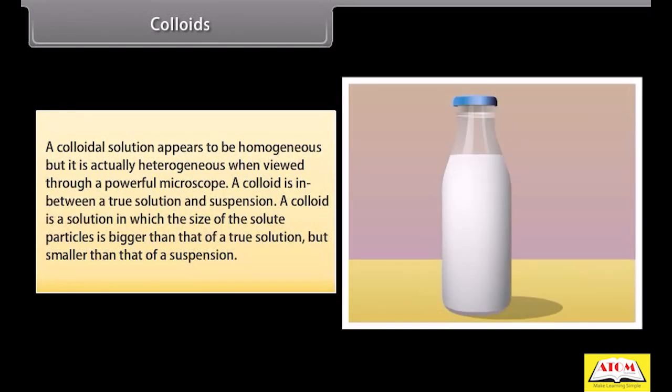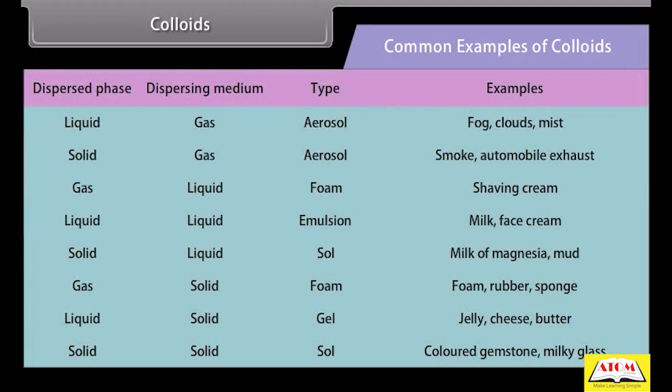Colloids. A colloidal solution appears to be homogeneous, but it is actually heterogeneous when viewed through a powerful microscope. A colloid is in between a true solution and suspension. A colloid is a solution in which the size of the solute particles is bigger than that of a true solution, but smaller than that of a suspension. Some common examples of colloids.